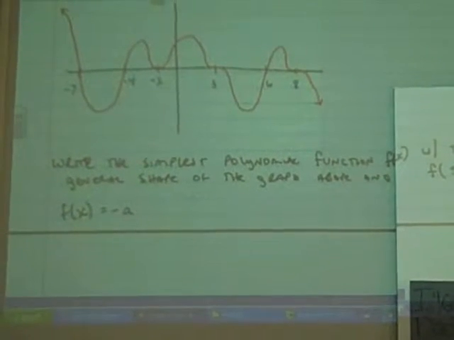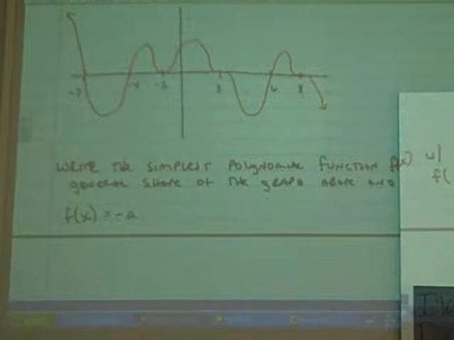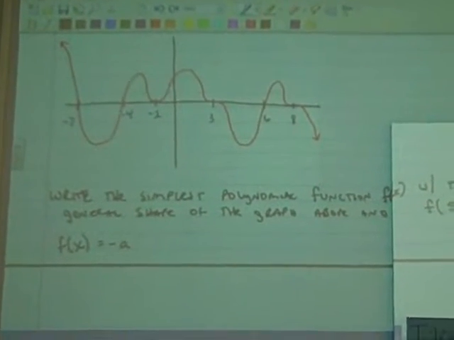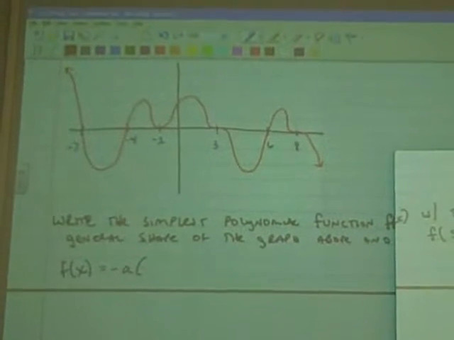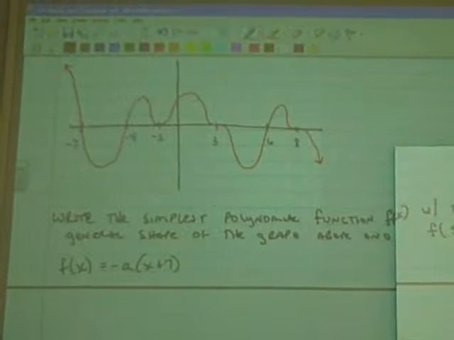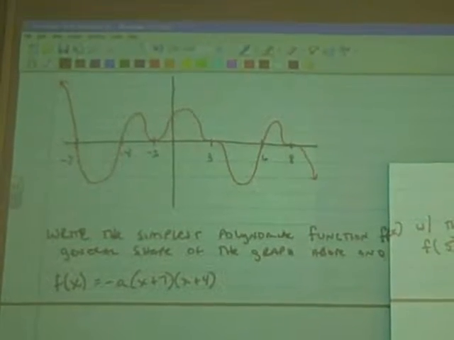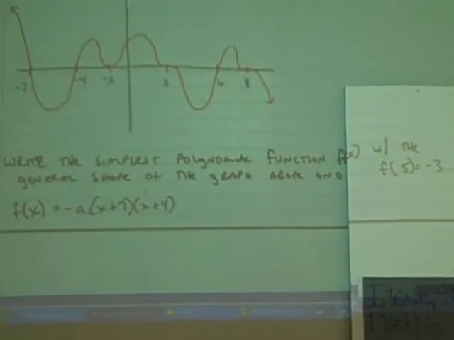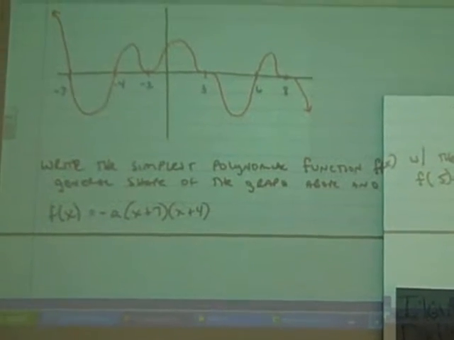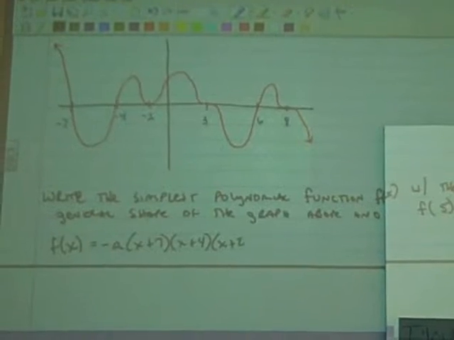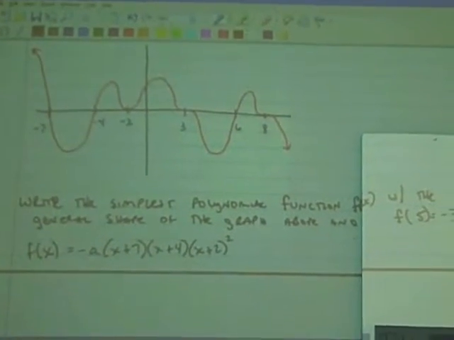All right. So what does this graph tell you about this function? That's x plus 7 times x plus 4 times x plus 2 squared. This is the key. Why is it x plus 2 squared? Because it barely touches, it sits on the axis or hangs from there, right? That tells you it's got to be even degree greater than 1.